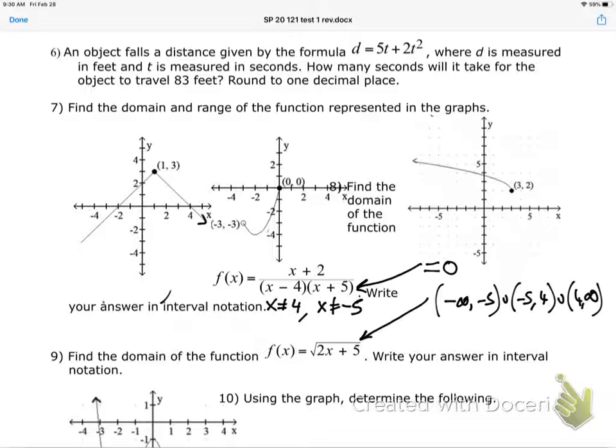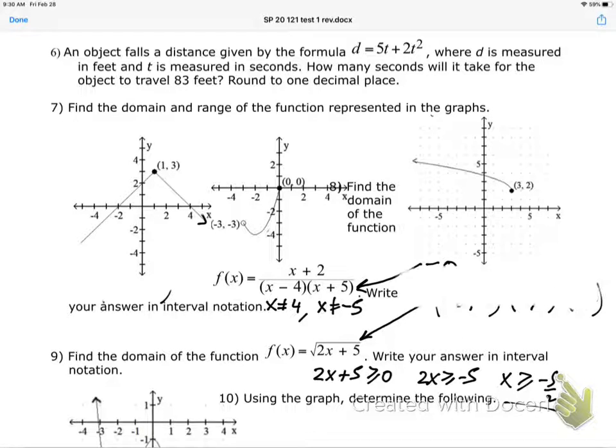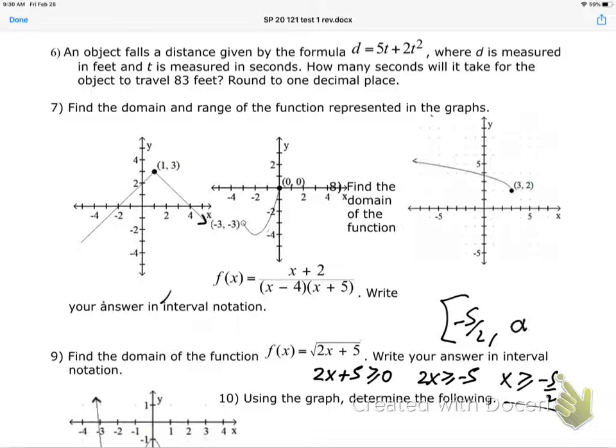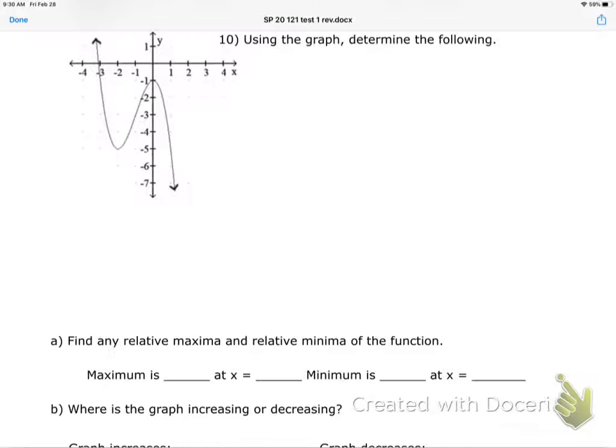So denominators can't be 0, and inside a radical must be greater than or equal to 0. Okay, so whatever's inside, you do that. That's all you have to do and solve. You take away 5 from both sides, you divide by 2, that's the answer. Okay, but in interval notation, let me have some space here, I'll write it above. In interval notation, greater than or equal to negative 5 over 2 is this, negative 5 over 2 to infinity, bracket, because of the equal sign, okay? Nothing to do with denominators here, that's it. Right, let's keep on going.